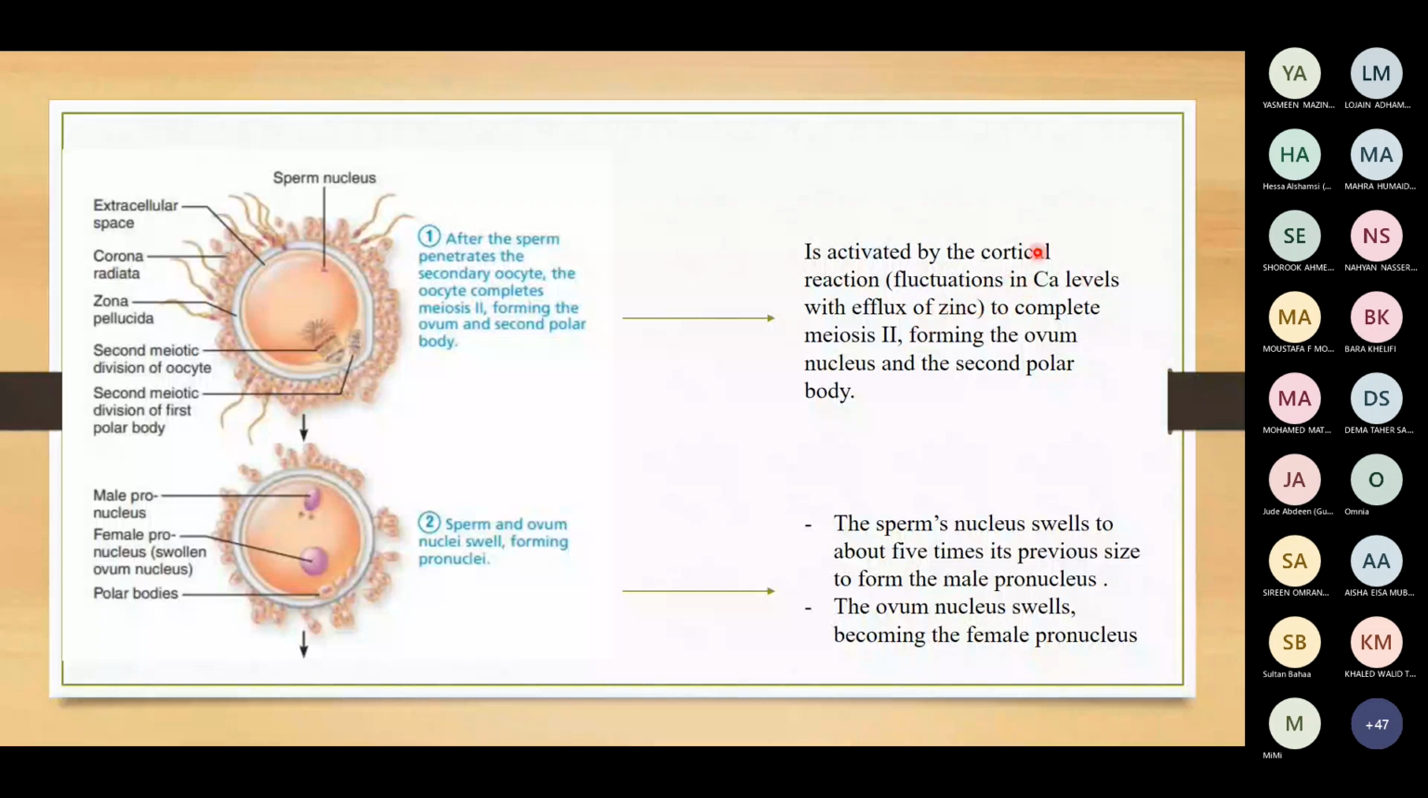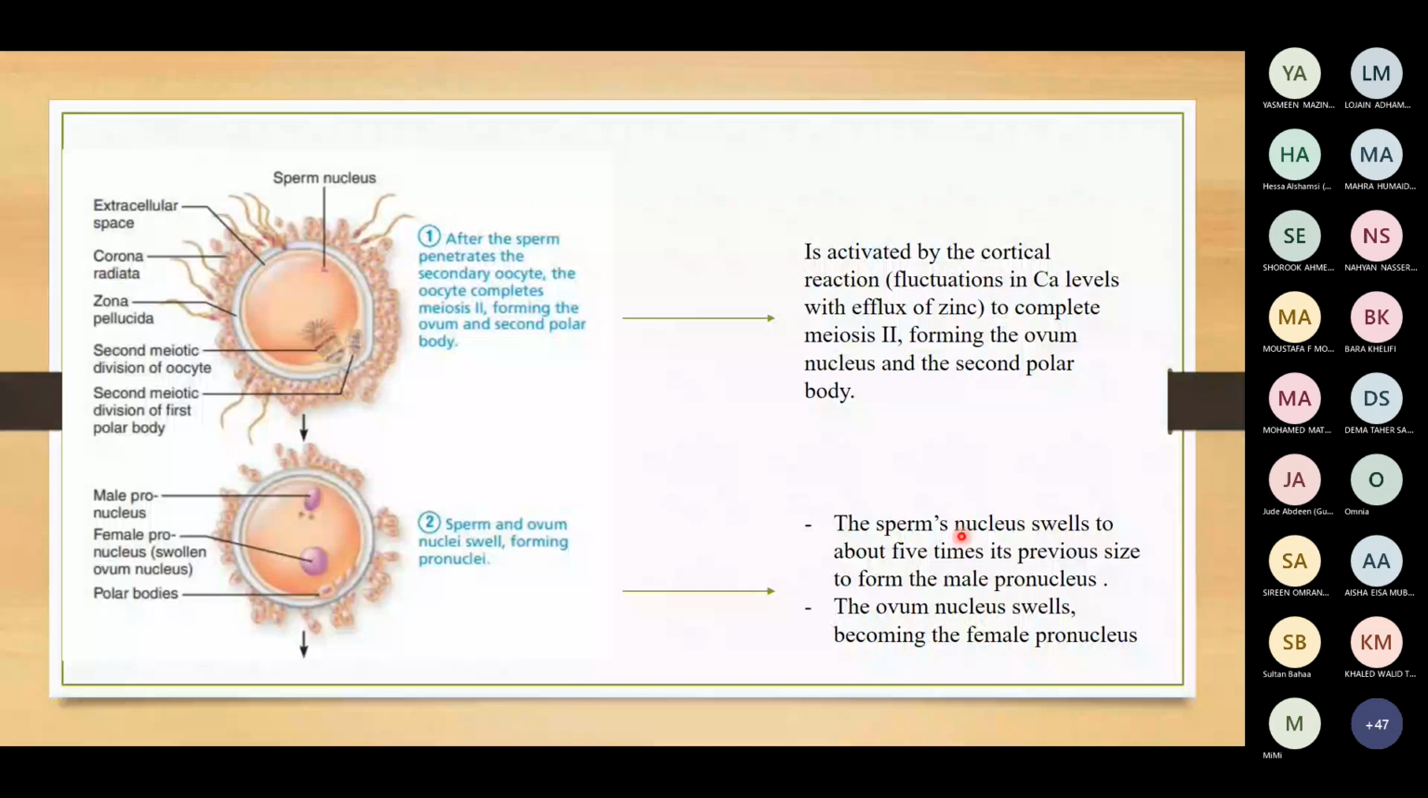So when these two happen, when we have more zinc and a lot of calcium, the egg is going to end up completing meiosis II, and we're going to have the nucleus and the second polar body. Now, the second polar body, you don't really need to worry about it, because it's going to end up dying in the end, okay? So now the egg is completely mature, and it's waiting for the sperm genetic material to combine so that we can actually form the first zygote, okay?